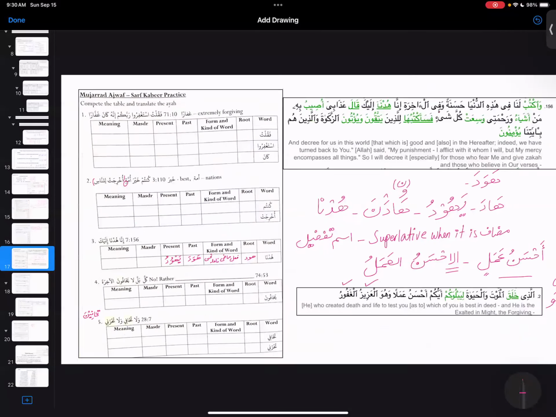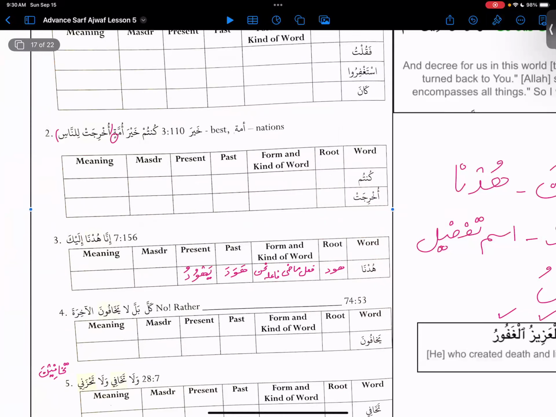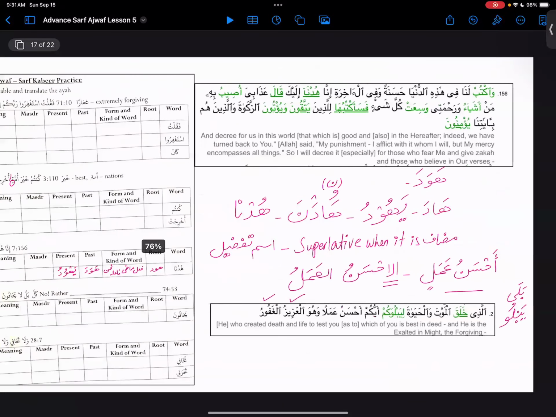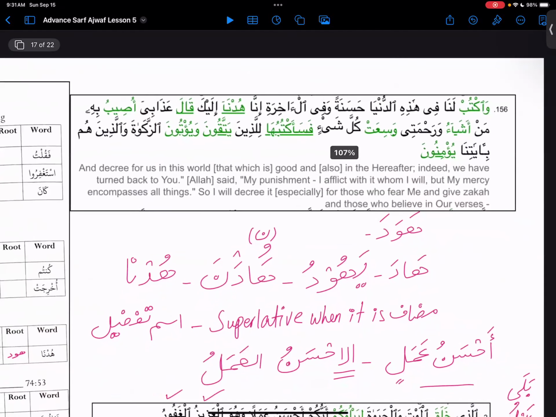Okay, next one. Inna hudna ilayka. So hudna is very interesting. The root letters are ha, waw, and dal: hada yahudu. And from that comes Yahud. And this is fi'l madi, fa'ilhu nahnu. Over here, hudna means turning to. This is the whole ayah over here.